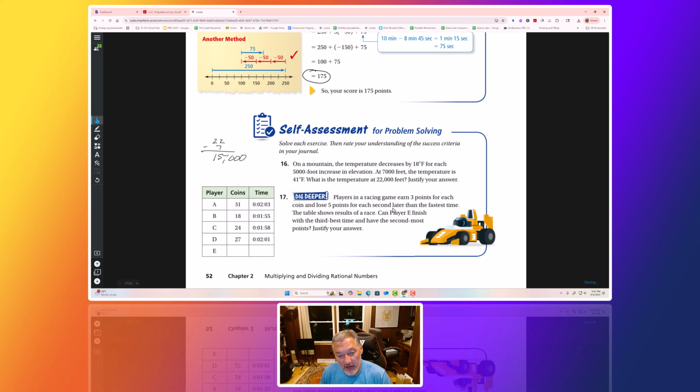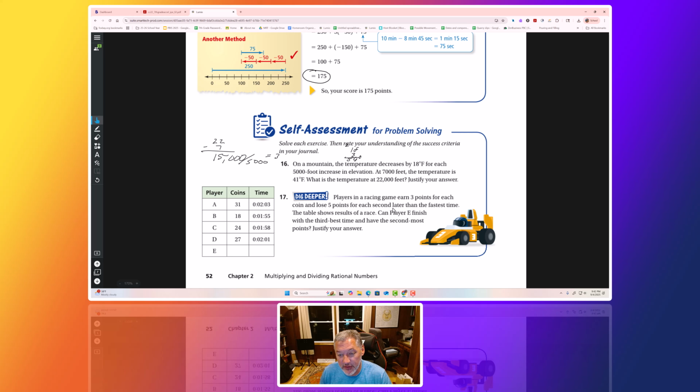And every 5,000 feet that I go up, it decreases by 18 degrees. So I know that for every 5,000, I'm going to divide that by 5,000. That would be 3. There's 3 5,000s in 15,000. So it would be 3 times 18. So I'll do 18 times 3. And that's a 4, a 2, and a 54. So it went down 54 degrees. That's crazy.